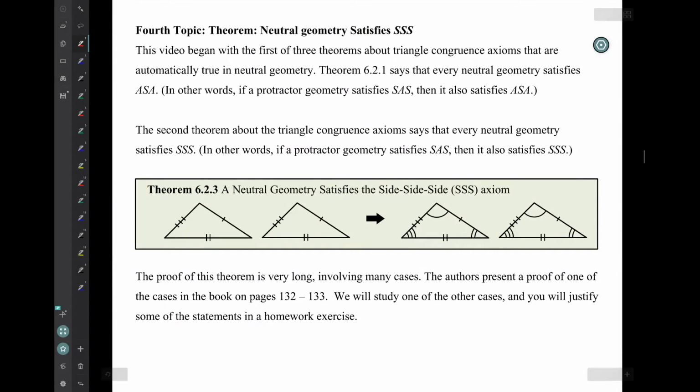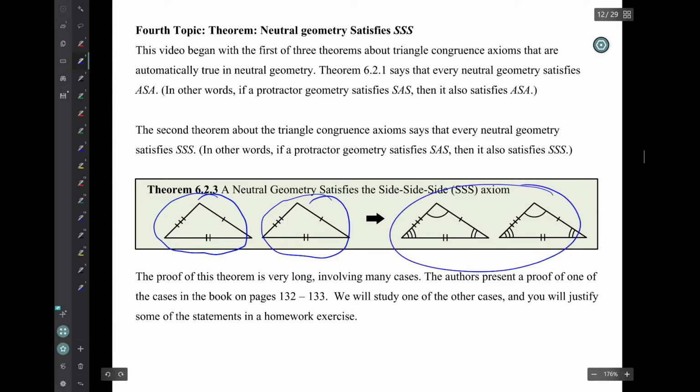The fourth topic is another triangle congruence theorem. It says that neutral geometry satisfies the side-side-side axiom. So if the three sides of one triangle are congruent to the corresponding sides of another triangle, then the triangles are congruent.